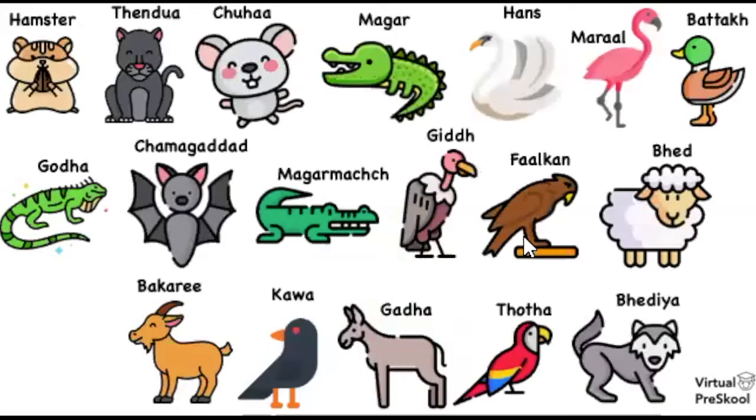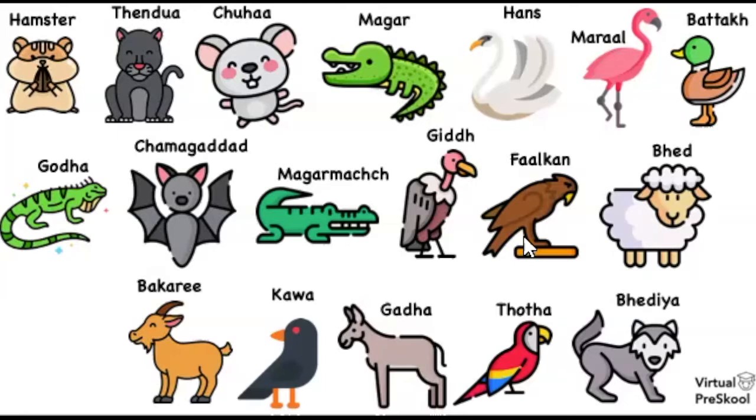Hamster, hamster. So it's the same in English and in Hindi. And whenever you have a word that's the same in English and in Hindi, the only difference is that you should try to say the word with an Indian accent so that people understand it more when you're speaking Hindi. So for hamster, we would say hamster. Okay, panther, tendua. Mouse and rat, it's the same word, chuha.